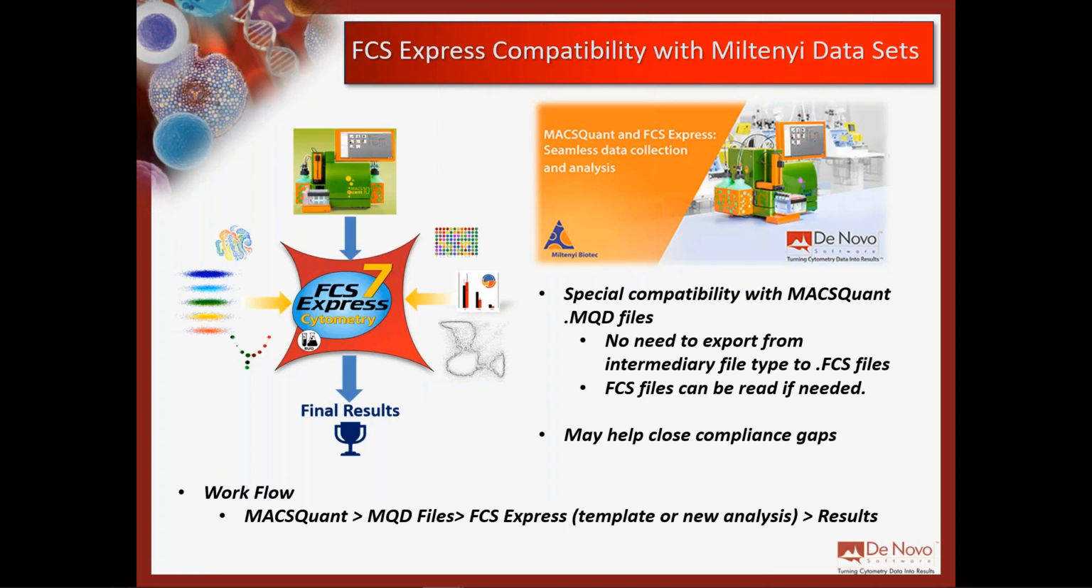So if you're already halfway down the line in a project and you don't have the ability to go back and start using the MQD files, you can do that. But really what we're hoping that this can do is close some of your compliance gaps of moving from MQD file types to FCS files. So that way your workflow is very simplified: MACSQuant, MQD files, FCS Express, results, right? Kind of a linear workflow for moving into that.